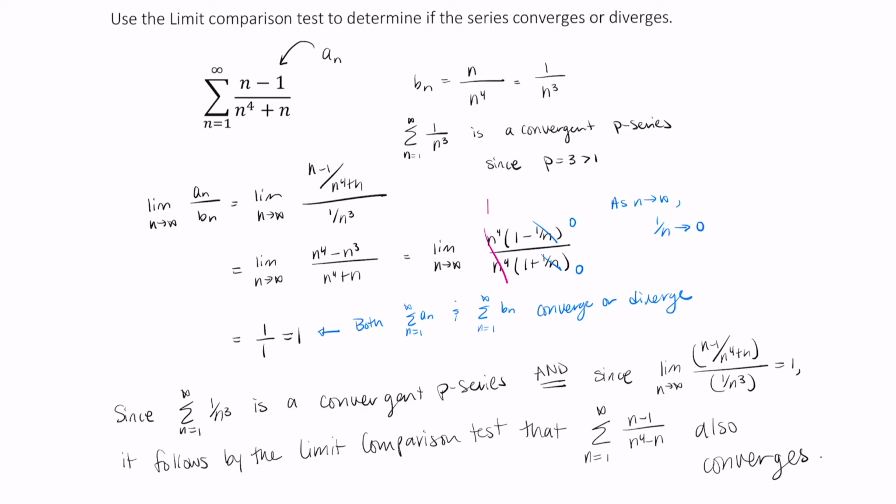Okay, let's recap our conclusion here. Since this series here, 1 over n cubed from 1 to infinity, is a convergent p series, and this is important here, since the limit of this quotient of series, that is n minus 1 divided by n to the fourth plus n, over 1 over n cubed, since this limit is equal to 1, it follows by the limit comparison test that this original series must also converge.